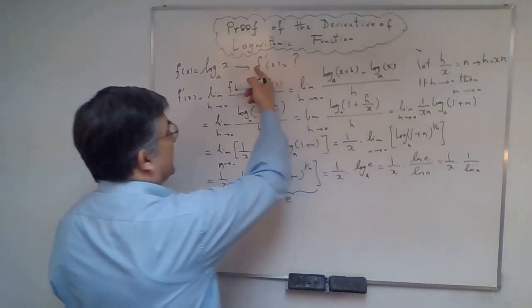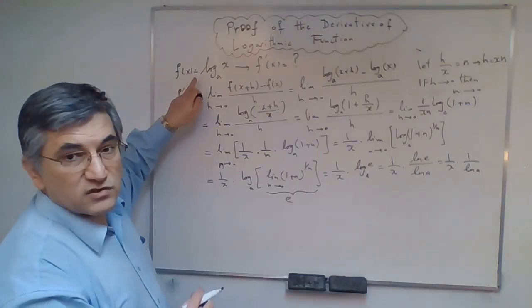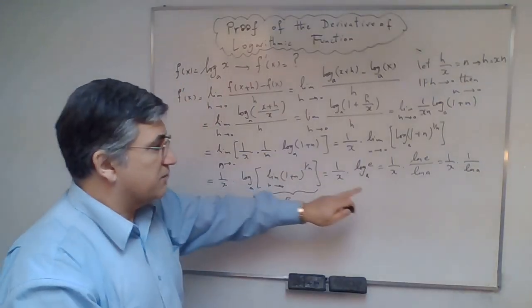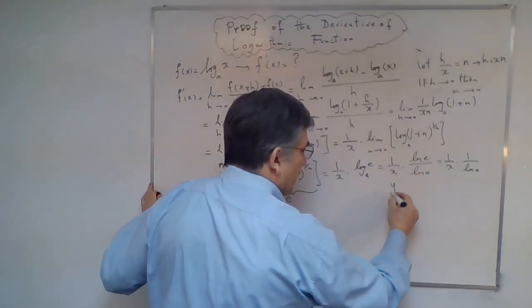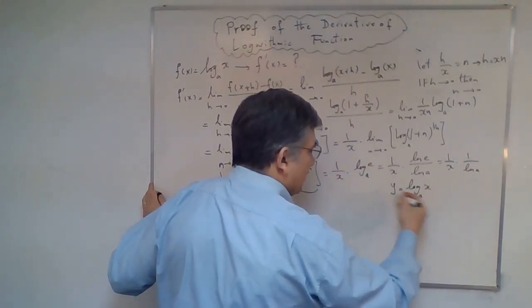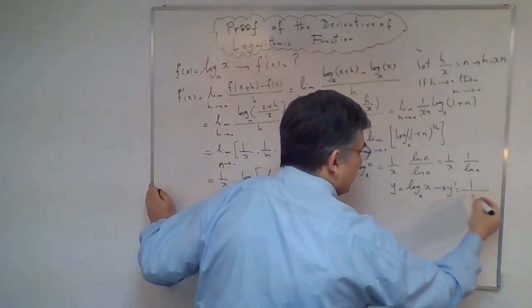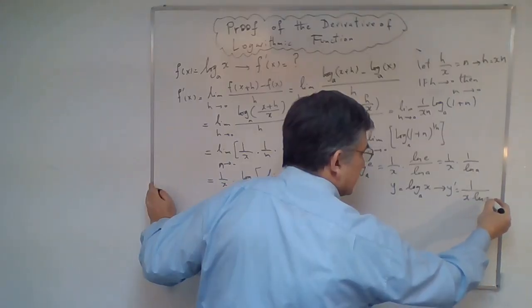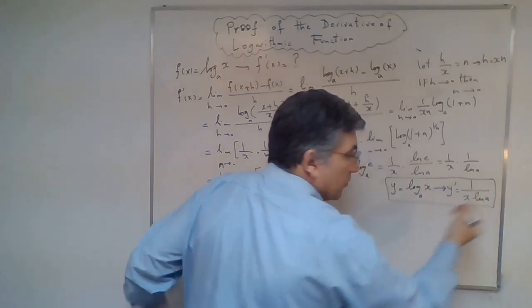So the answer to the question, what is the derivative of logarithmic function log of x base a, becomes 1 over x ln a. So let me rewrite this. Y equals log base a of x. The derivative is 1 over x times ln of a. This is what we wanted to prove.